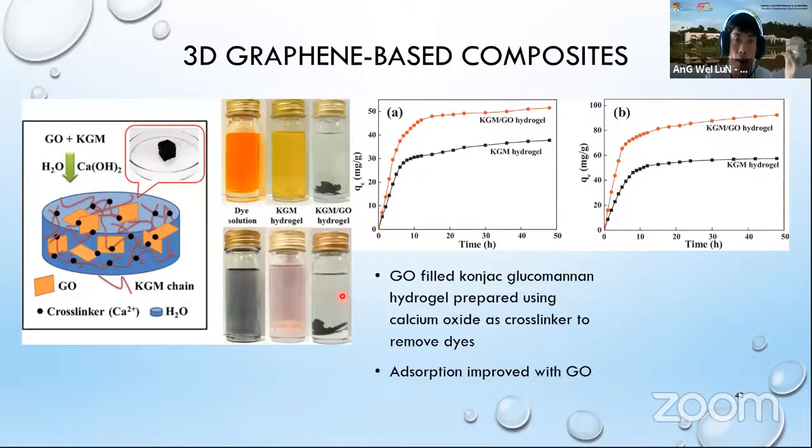So it shows the capability of the graphene oxide to enhance the adsorption performance. As given here, even the adsorption capacity of the hydrogel is improved. It can remove more pollutants with the same weight.